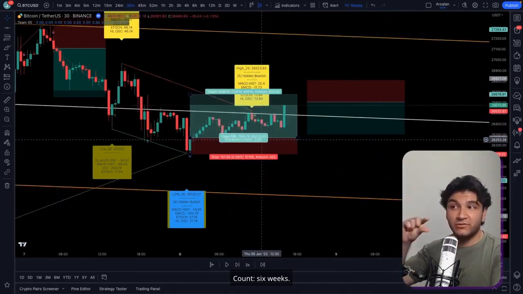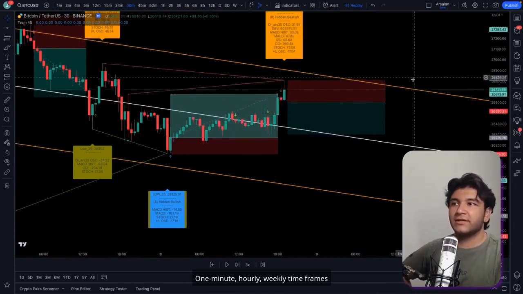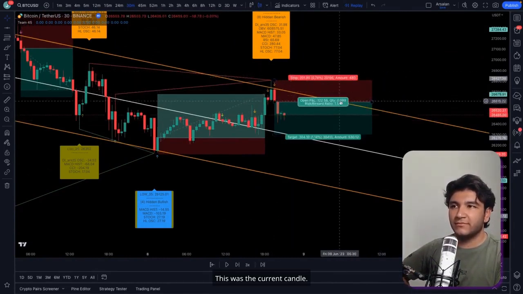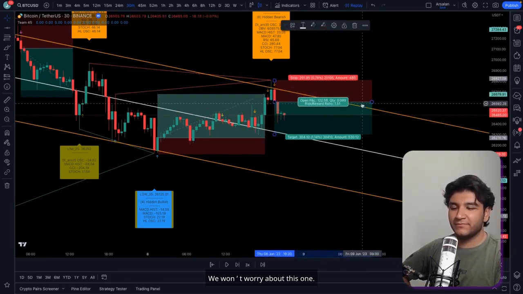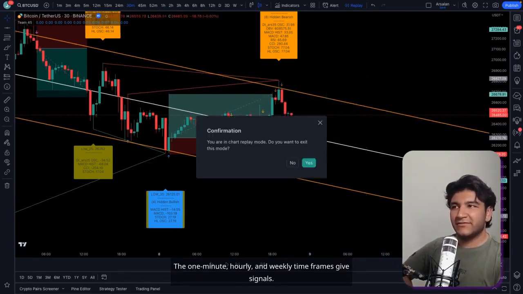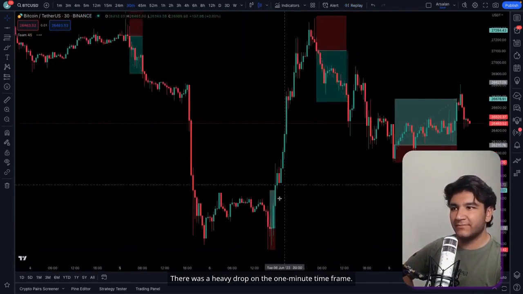Count 6 weeks. First week gave a trade on the half-hour time frame. The 1 minute, hourly, and weekly time frames give signals. There was a heavy drop on the 1 minute time frame.